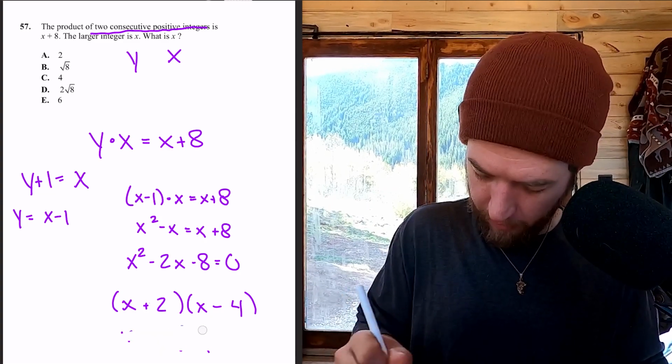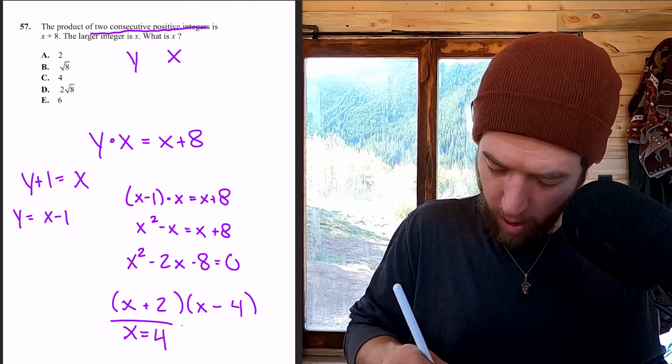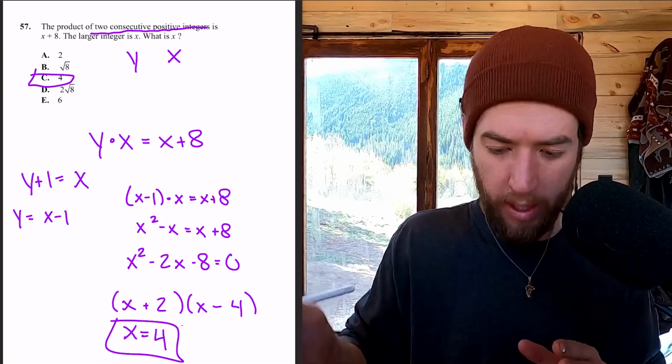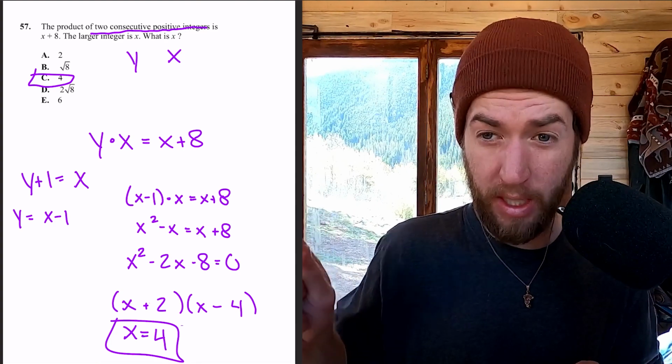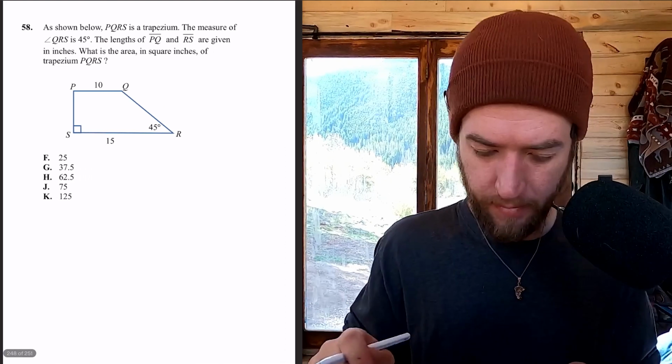So x is negative 2 or positive 4. That makes more sense. X equals positive 4, probably, because that means y is 3. So does 3 times 4 equal 4 plus 8? 12 equals 12, yep. On to the next.